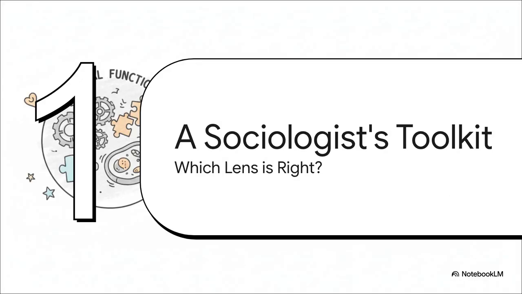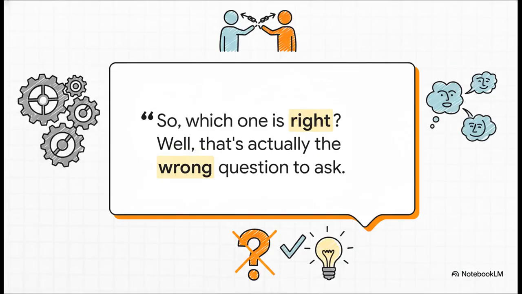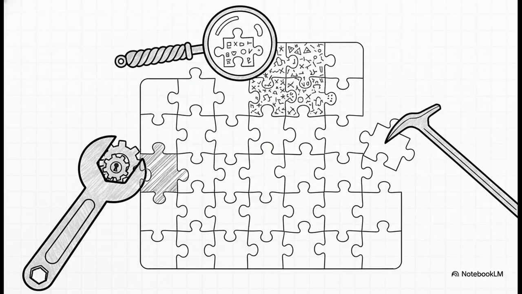So we've got the stable machine, the chaotic arena, and this world we're all building together, one interaction at a time. This leaves us with one really obvious question. So which one is right? Is it functionalism, conflict theory, symbolic interactionism? Well, it turns out that's actually the wrong question to be asking. Here's the most important thing to take away from all this. These lenses aren't in some cage match to be the one true theory. They're just different tools for different jobs. Each one helps us see a different piece of this incredibly complex puzzle we call society.